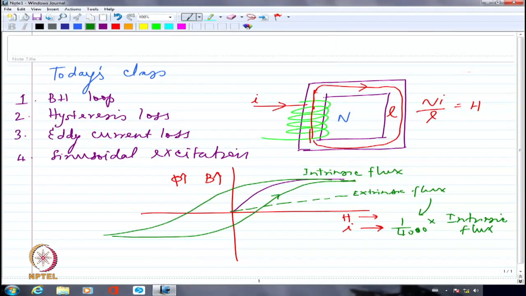So it is doing some work on the domains, because of which the domains are forcefully aligned in one way or the other, right? After that, when I am trying to reduce the current, what is happening is the intensity of the current, or the total power that I am inputting, decreases.